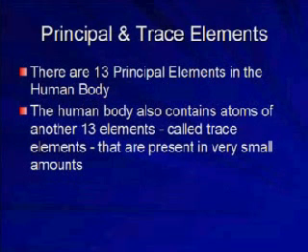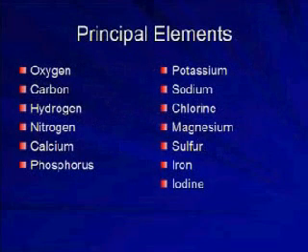There are about 13 principal elements in the human body. The human body also contains atoms of another 13 elements called trace elements that are present in very small amounts. Some of the principal elements are outlined on this slide: oxygen, carbon, hydrogen, nitrogen, calcium, phosphorus, potassium, sodium, chloride, magnesium, sulfur, iron, and iodine. We will talk about all of these principal elements in the human body later on in the lecture series. However, principal elements that we are familiar with will be discussed in more detail later on in this particular lecture.